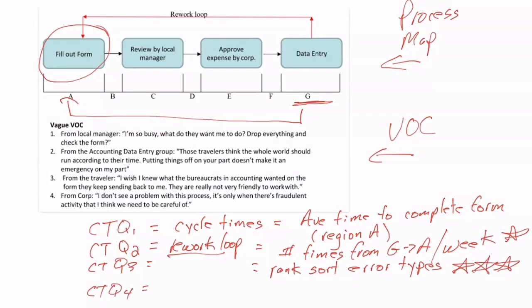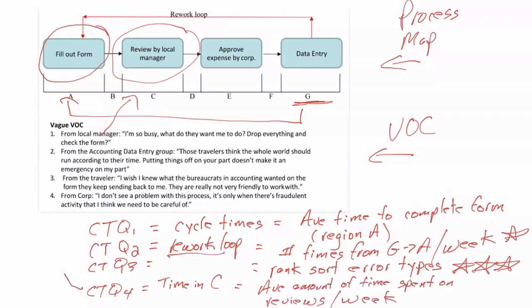We can also do this with the vague VOC that we're looking at. If one of the vague voice of customer feedback statements was from the local manager here in Region C, and their response was, well, I'm just really busy right now. What do they want me to do? Drop everything and check the form? Taking that frustrating or emotional statement and converting it into something that could be measured, that'd be an example of CTQ development. Like where we take a look at the average amount of time that the local manager spends on form review per week. That would be an example of yet another CTQ.